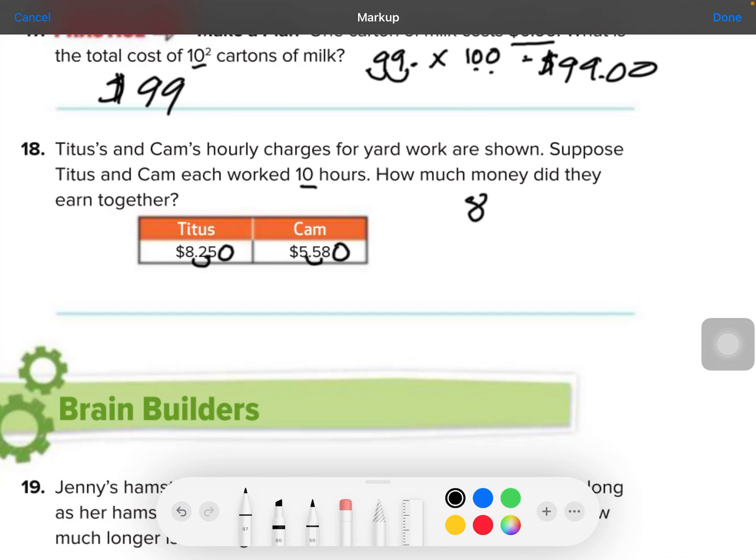Now they want us to add them together. So we're going to do $82.50. And then we have $55.80. We're going to add those together.